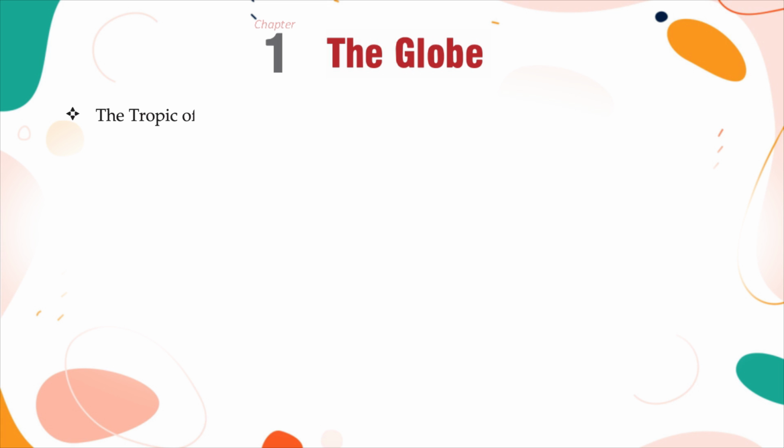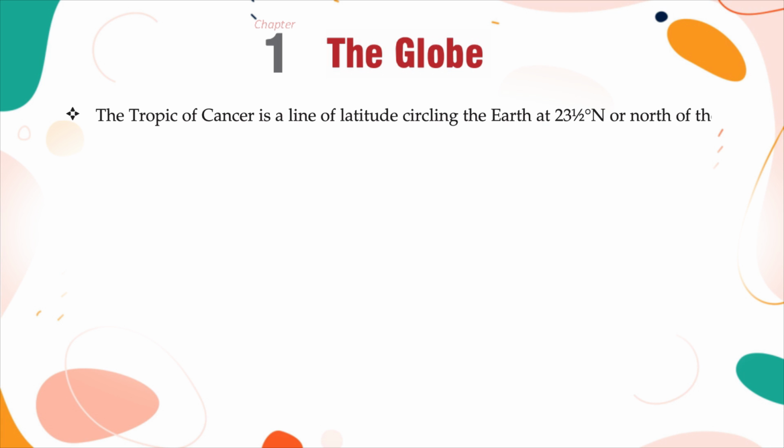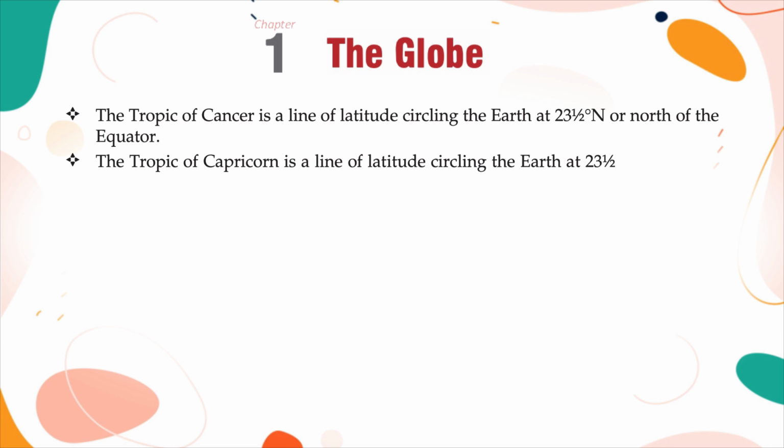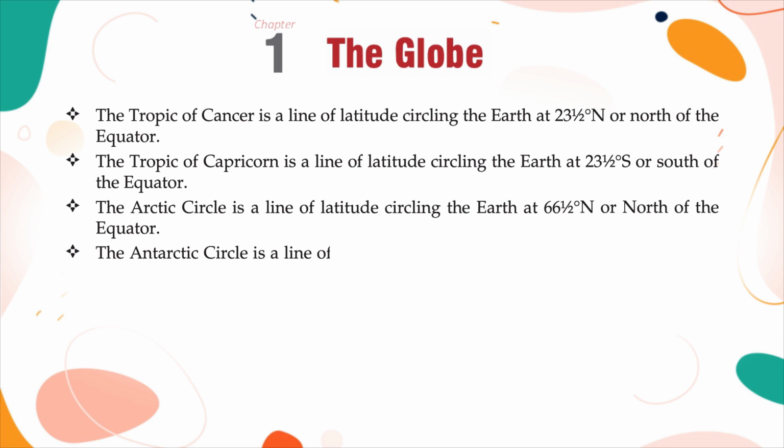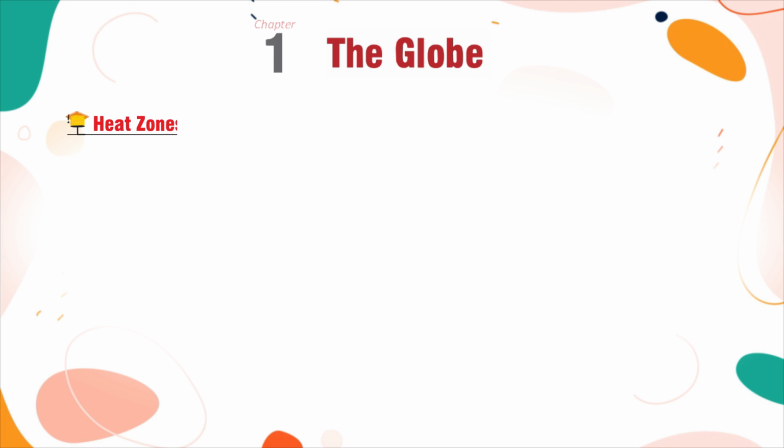The Tropic of Cancer is a line of latitude circling the Earth at 23.5 degrees N, or north of the equator. The Tropic of Capricorn is a line of latitude circling the Earth at 23.5 degrees S, or south of the equator. The Arctic Circle is a line of latitude circling the Earth at 66.5 degrees N, or north of the equator. The Antarctic Circle is a line of latitude circling the Earth at 66.5 degrees S, or south of the equator.